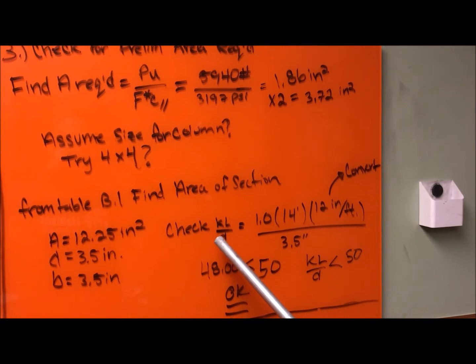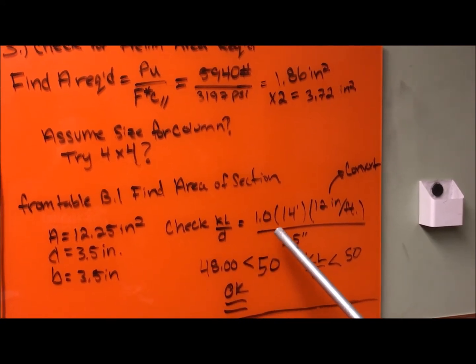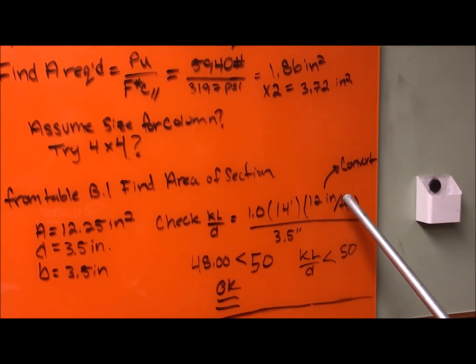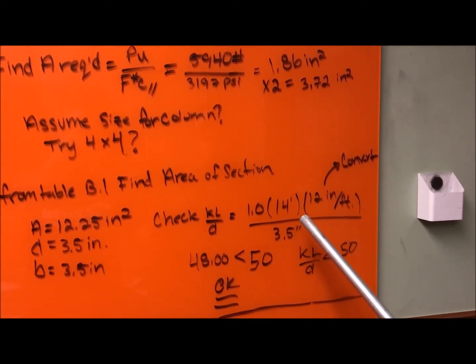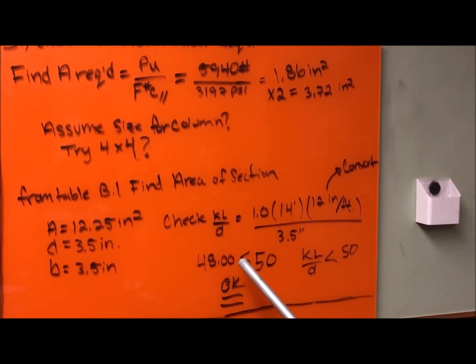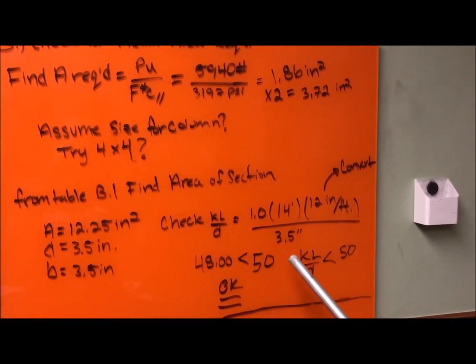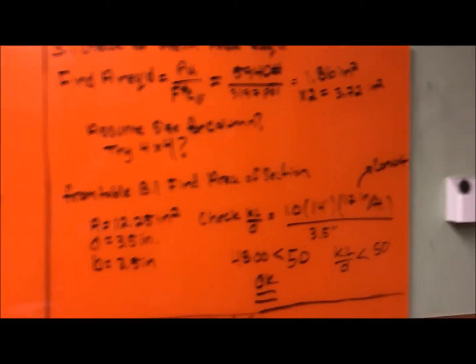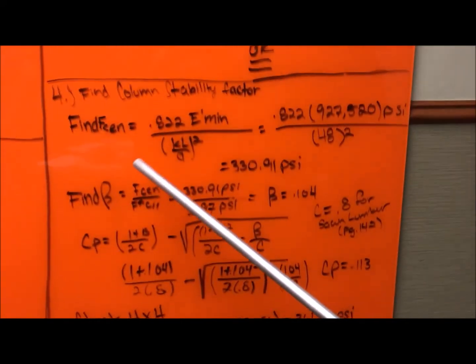Next, we'll check the KL over D, which equals 1.0 times 14 times 12 inches over 1 foot for our conversion factor, all over 3.5 inches. This gives us 48, which is less than 50, because we want our KL over D to be less than 50, so it's okay. Next, we'll find the column stability factor.